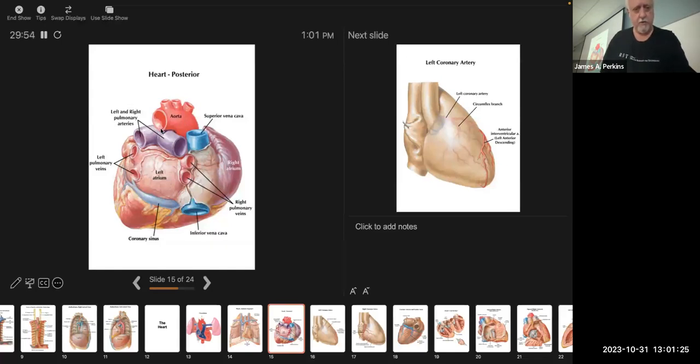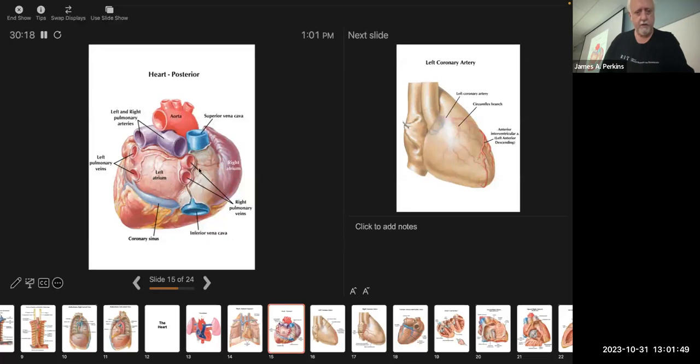You can see the aorta, which is essentially coming towards us in this view because the aorta turns posteriorly. The aortic arch is turning posteriorly, so it's kind of coming at us in this view. We've got the pulmonary trunk splitting into left and right pulmonary arteries, bringing deoxygenated blood to the left and right lungs.